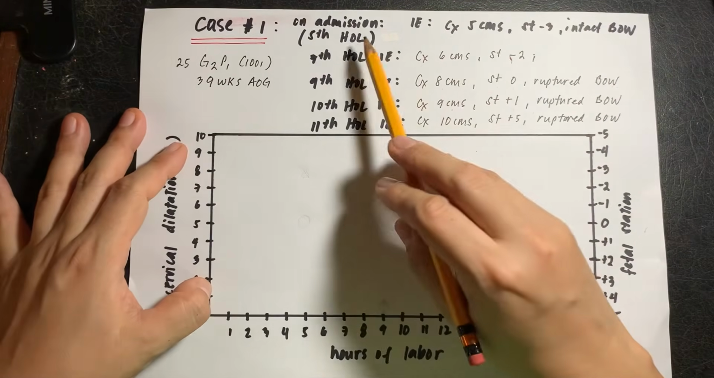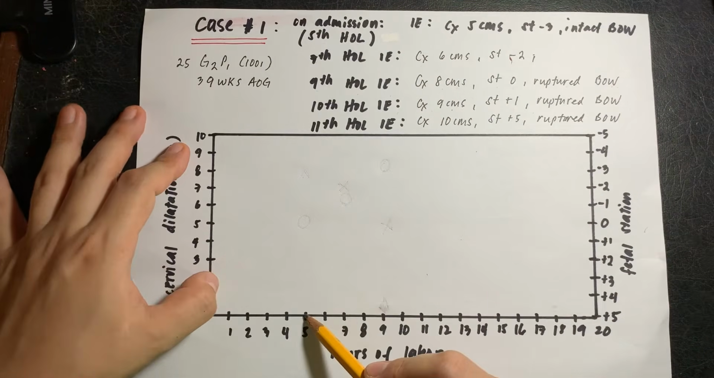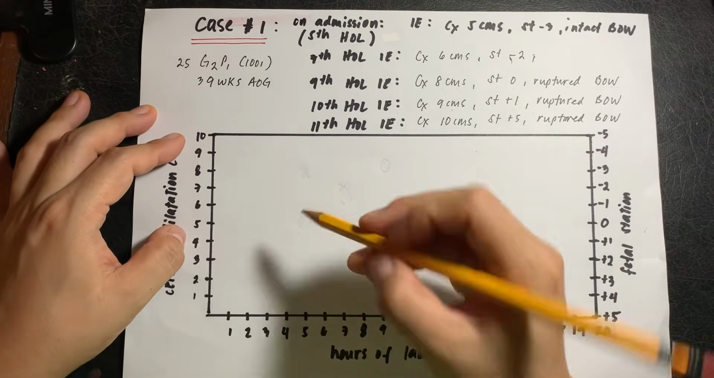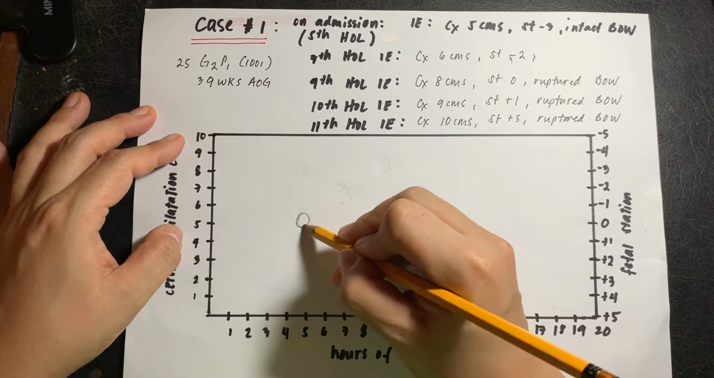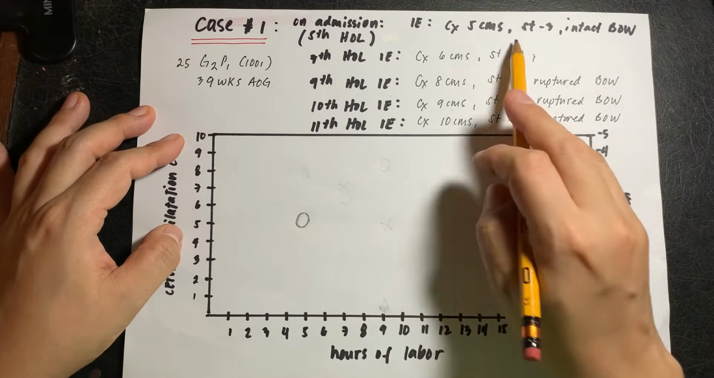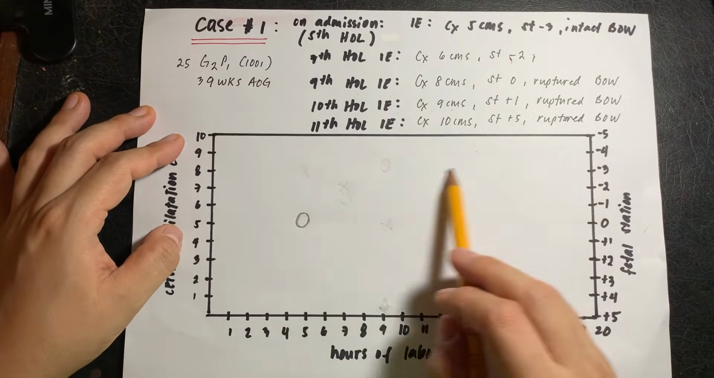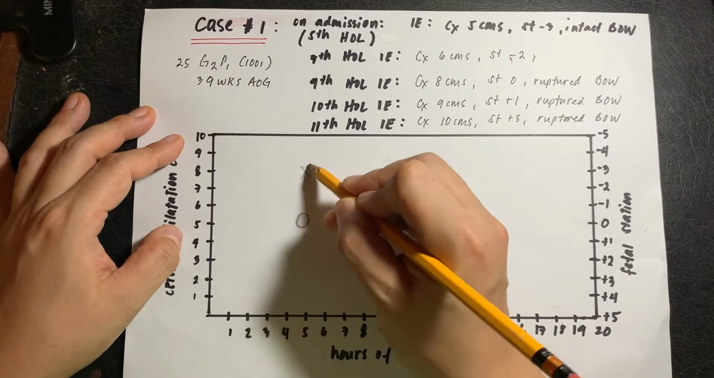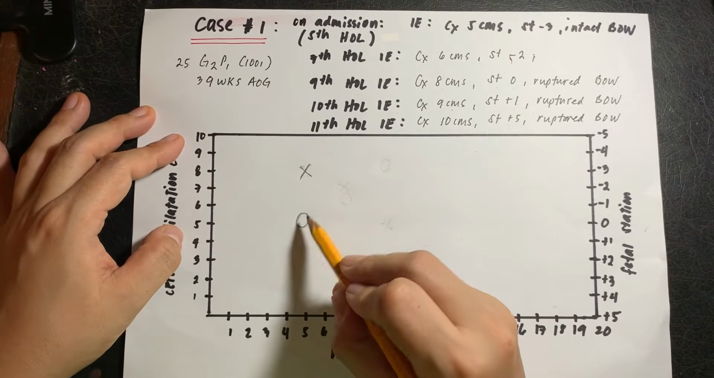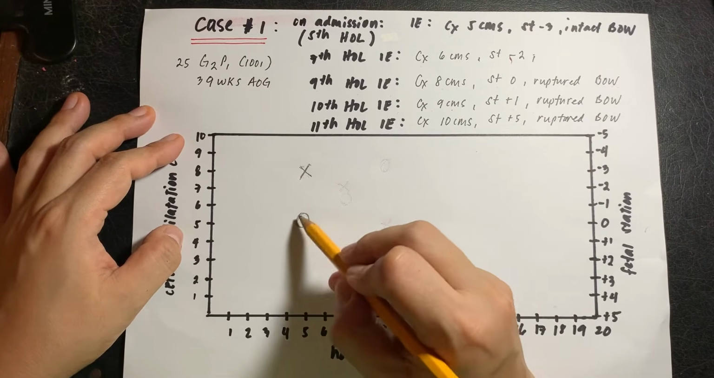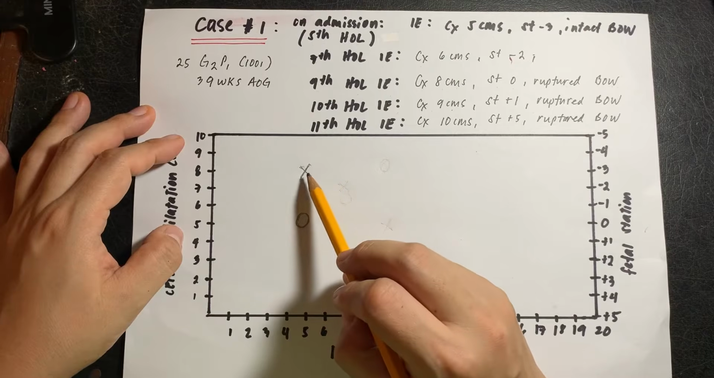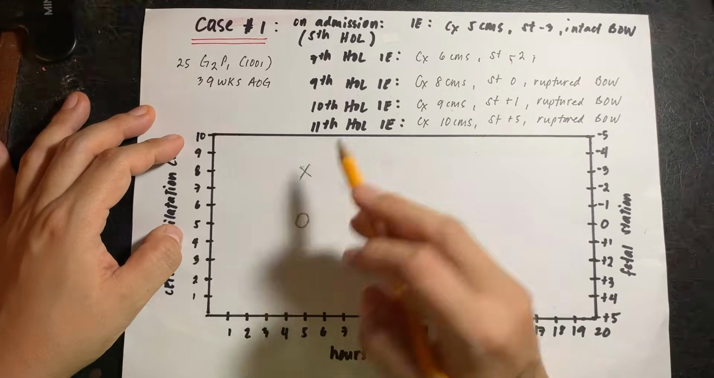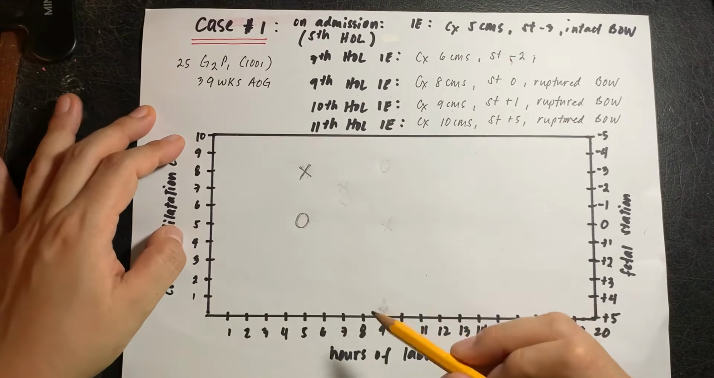Okay, so that's the 5th hour of labor. We have a cervical dilatation of 5 centimeters and station -3. So this is station -3, and we put an X there. Notice, for cervical dilatation, I placed a circle, and for the descent or the fetal station, we have the X symbol.